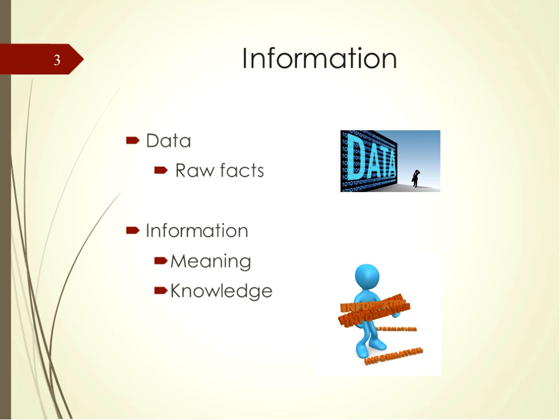Data are raw facts that lack meaning. Information is processed data that has meaning. Information is data that is processed using knowledge. In order for information to be valuable or meaningful, it must be accessible, accurate, timely, complete, cost-effective, flexible, reliable, relevant, simple, verifiable, and secure. We'll talk more about this later.